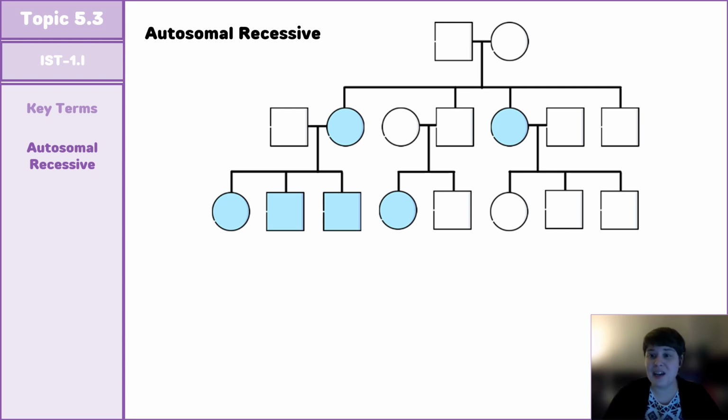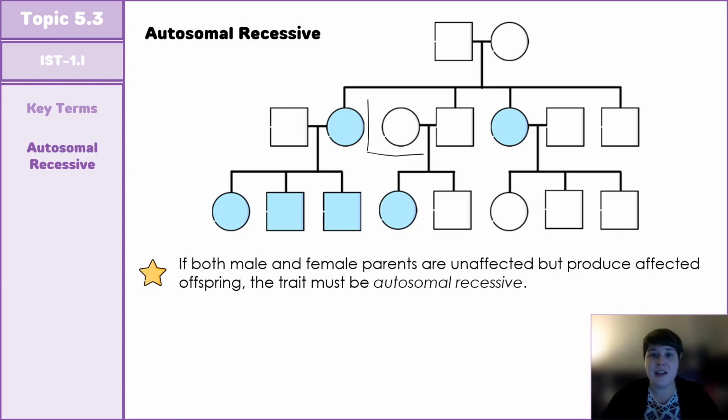One of the things that we can identify is that if we have two parents and they are both unaffected, but they produce an affected offspring, then our trait must be autosomal recessive. So in this case, both of our parents are once again heterozygous, and they are able to produce a homozygous recessive offspring who displays this recessive characteristic, but it's masked by that dominant character in the parental generation.